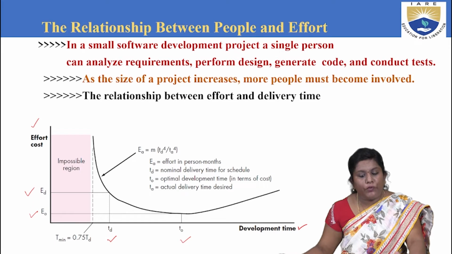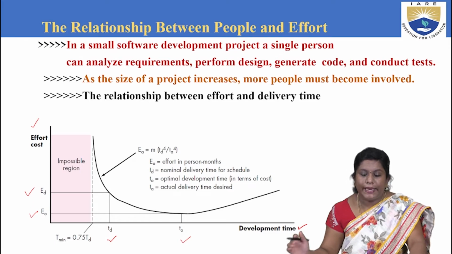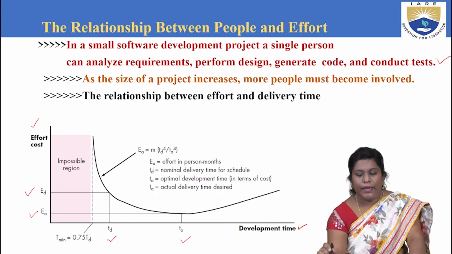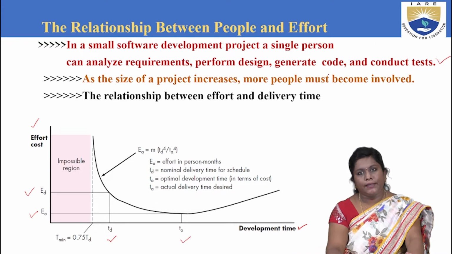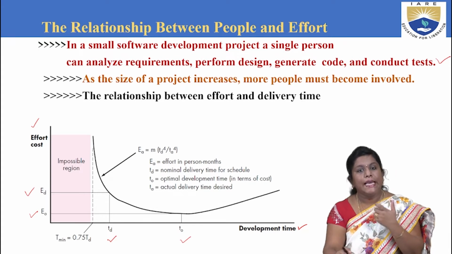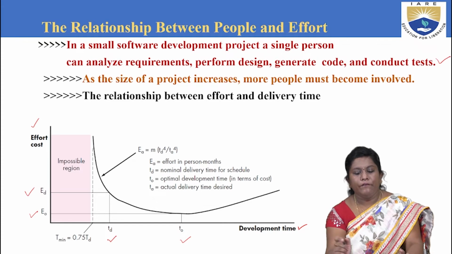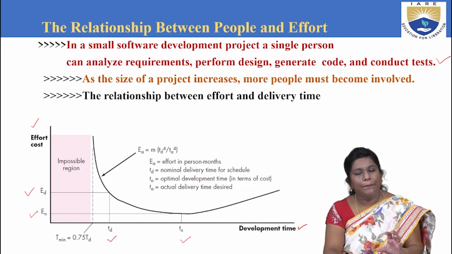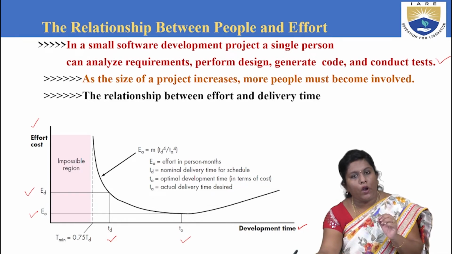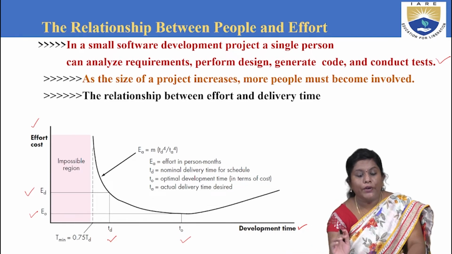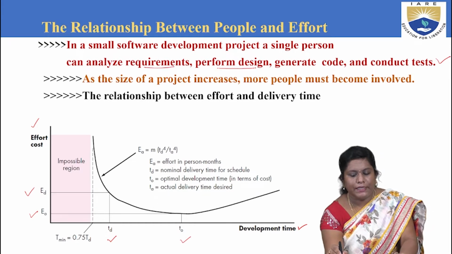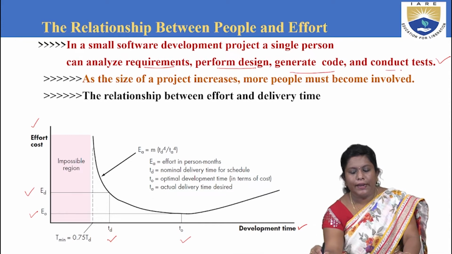So in a small software development project, a single person can analyze the requirements, perform design, generate the code, and conduct the test. So to understand the relationship between these two terms, that is the people and the effort, we just have to first tell about what happens for a smaller software, what happens for a large software. So whenever you talk about the smaller software, you are trying to analyze requirements first. Next, perform the design, generating the code and conducting a test.